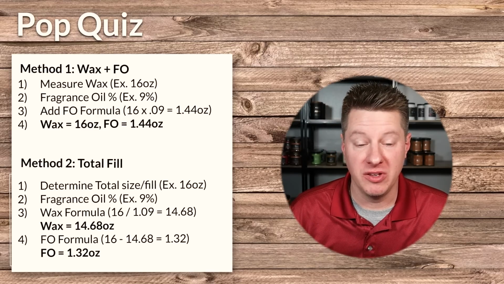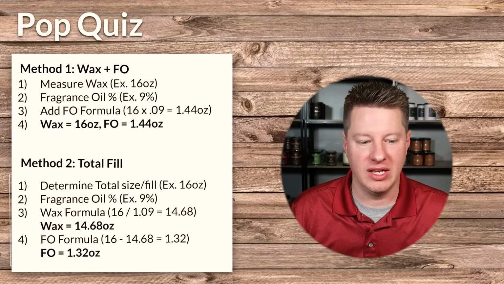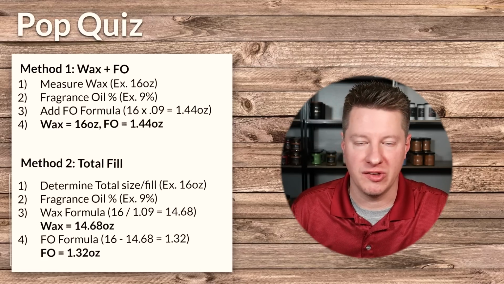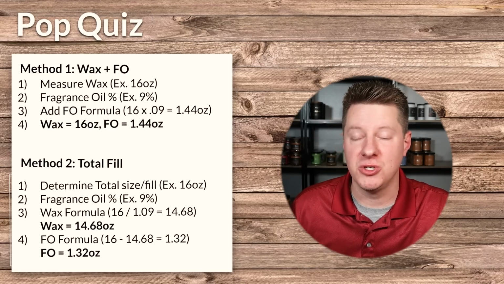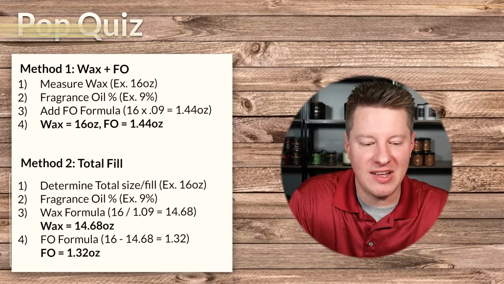Let's take a quick look at both these methods again to remind ourselves what we're looking at. The top line of these, we both start with 16 ounces. Method 1, we started with 16 ounces of wax. In method 2, we started with 16 ounces of fill. So what exactly is the difference?